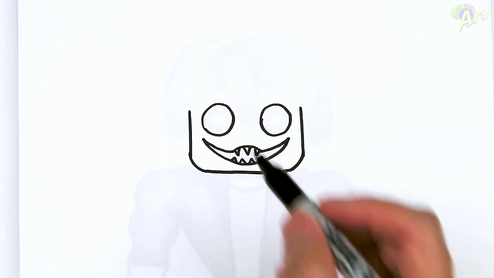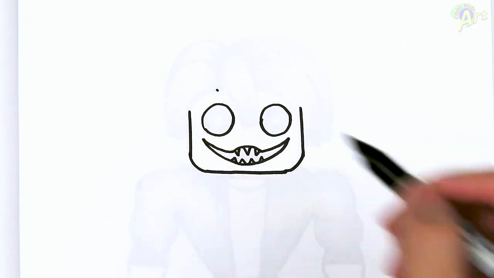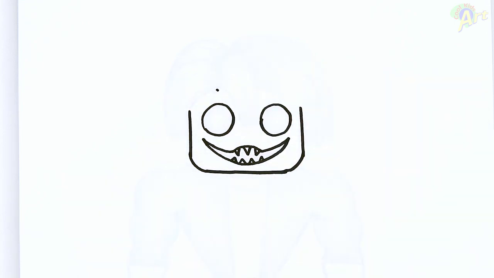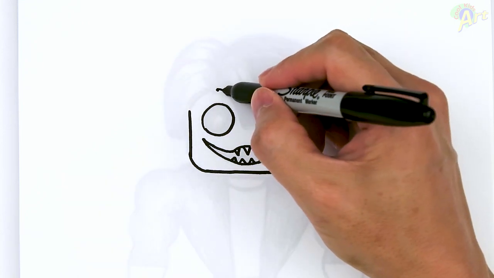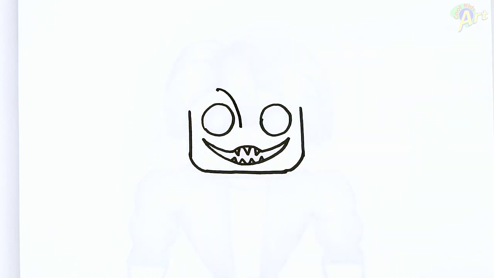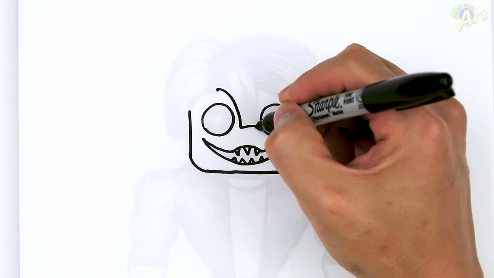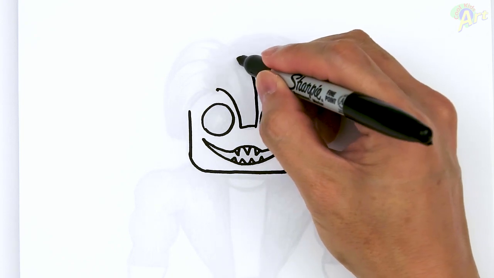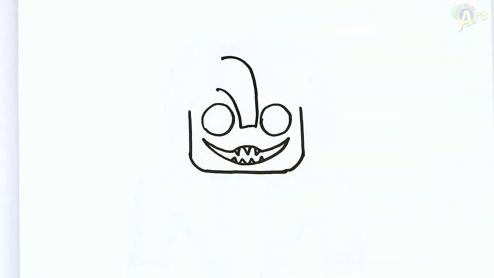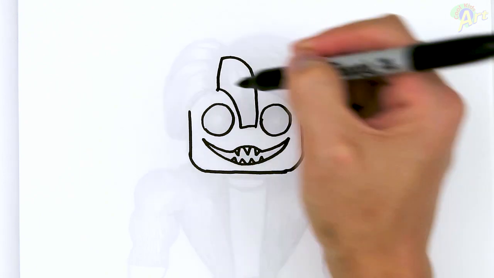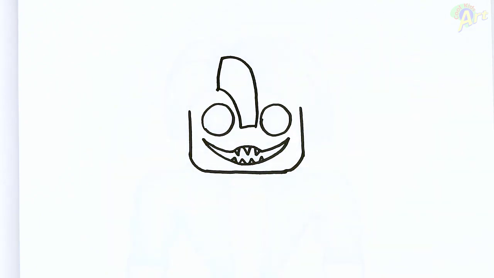Okay, so now we're gonna draw in his hair. So right above the eye right here, just come up. And we're gonna draw this one big strand right in the middle. Curve down, just come across. And then go up, all the way up here. Close that off, so that's gonna be one big strand.